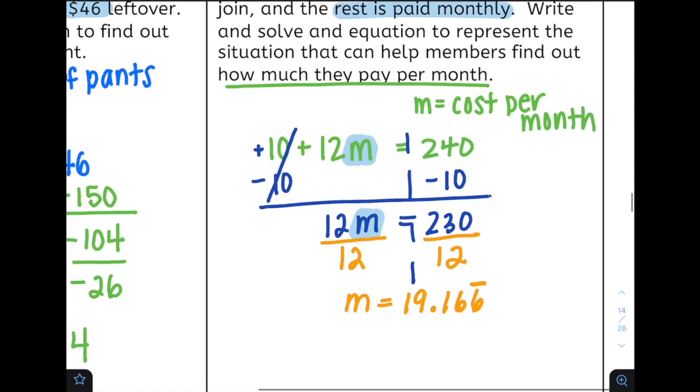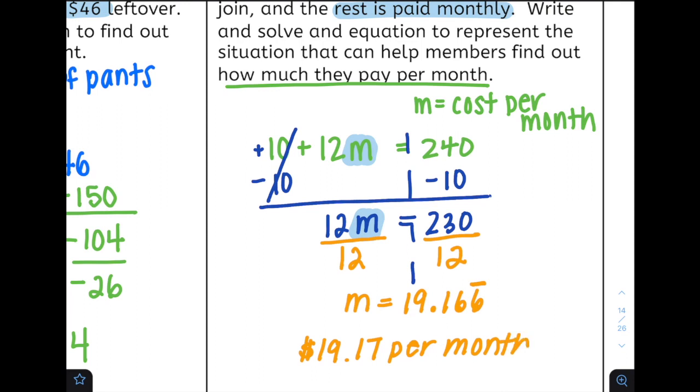So our membership is actually going to be $19.17 per month. So we have our inverse operations. We did come up with our solution, but we're making it make sense in our situation. Money can't be written with a repeating decimal, so we convert it and round it into our $19.17 per month.